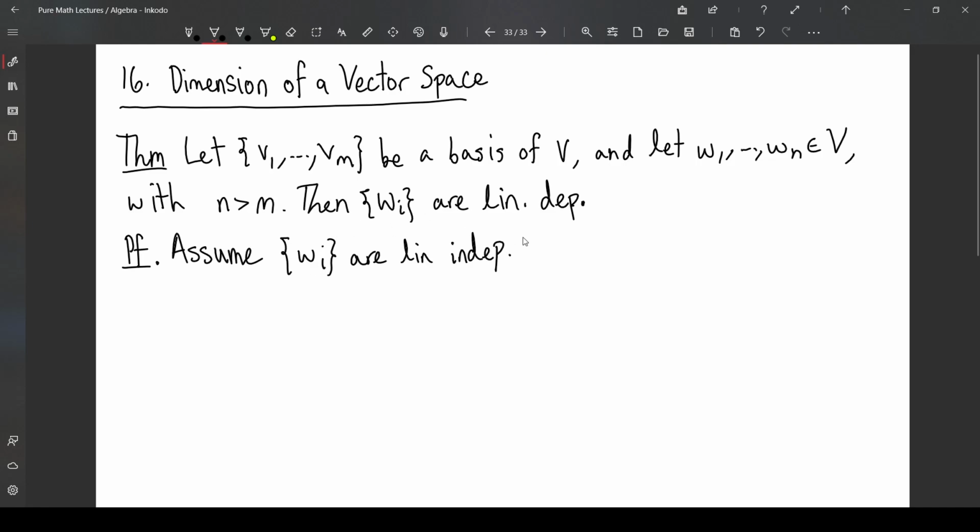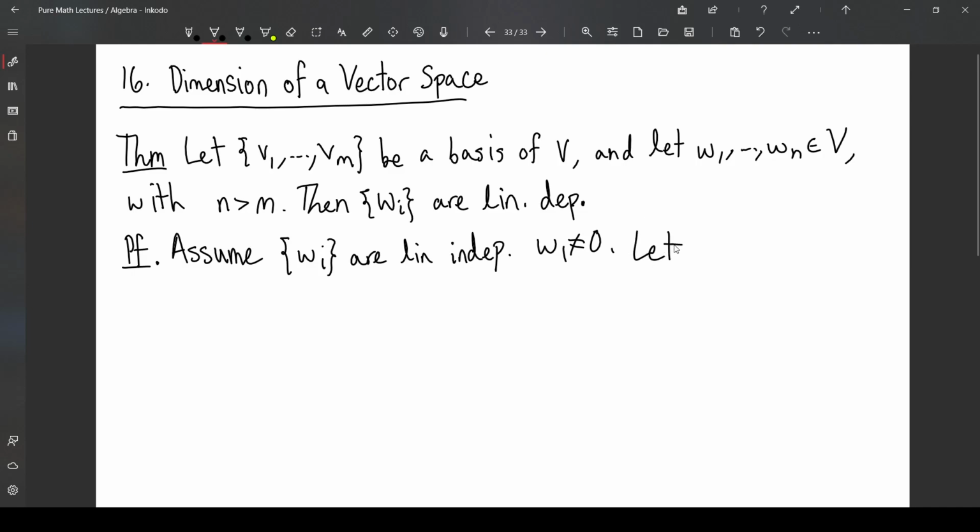Okay, so let's start with w1. So w1 is not equal to 0. Why? Well, none of the vectors can be 0, because if you have a set that are linearly independent, you can't have 0 in there, because you can make a linear combination with the coefficient of the 0 vector being non-zero, and then all the rest are 0, and then you would end up with 0. So you can't have 0 in a set of linearly independent vectors.